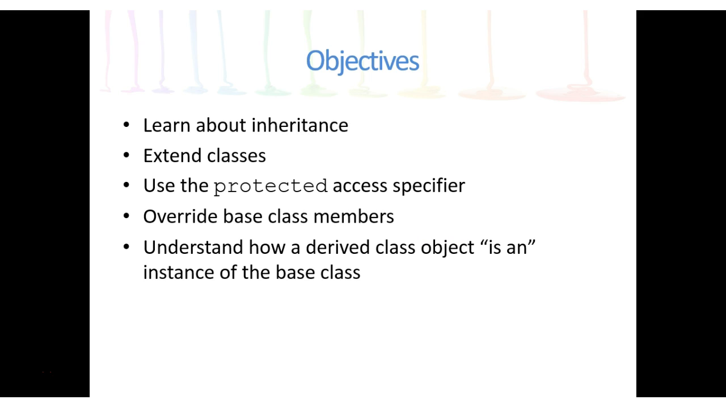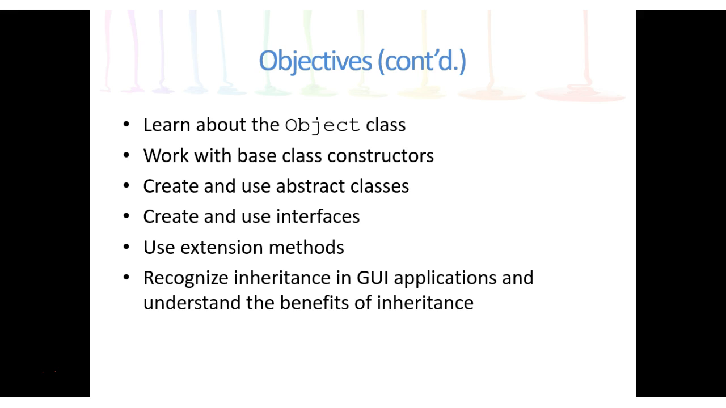The purpose of this lesson is to learn about inheritance, how to extend classes, how to use the protected access specifier, how to override base class members, understanding how a derived class is an instance of a base class, to learn about the object class, how to work with base class constructors, how to use abstract classes and interfaces, how to extend methods, and then recognizing inheritance in GUI-based applications.